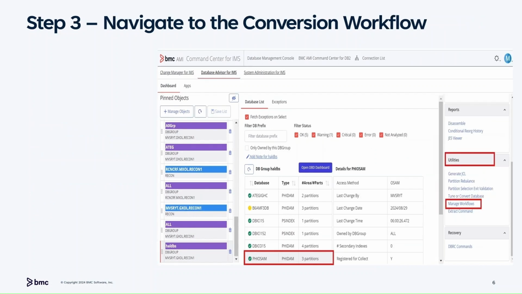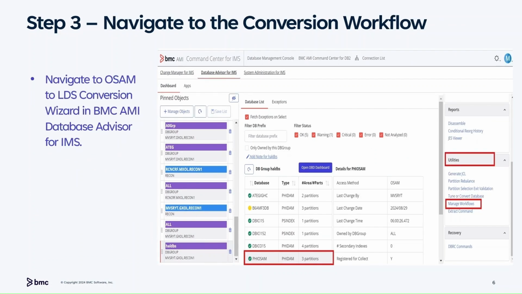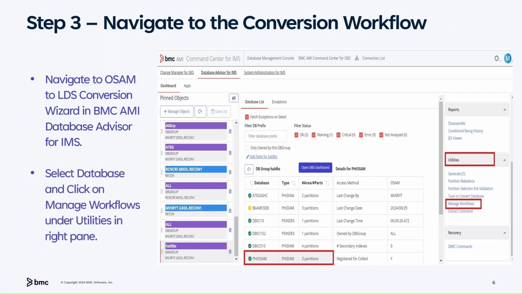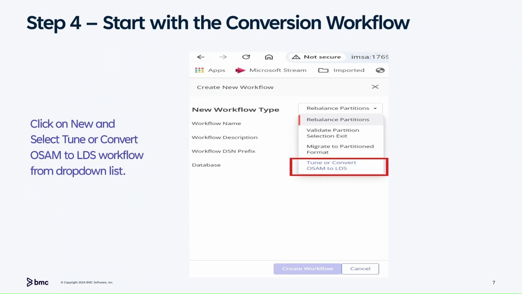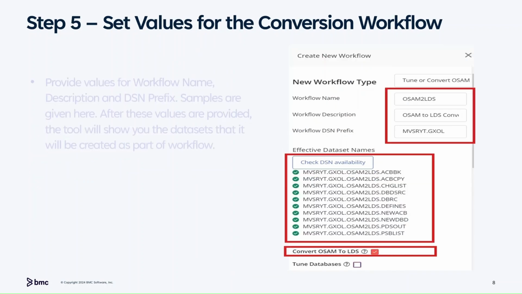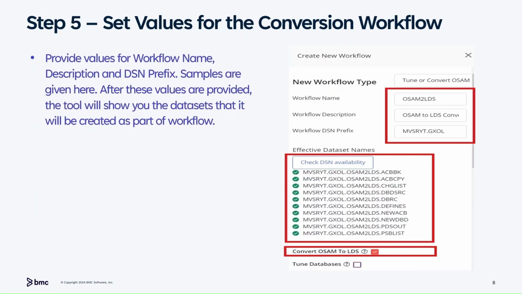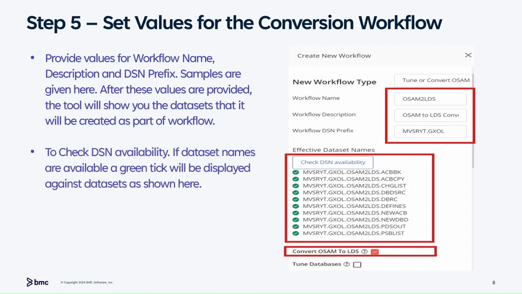Now navigate to the OSAM to LDS conversion wizard in BMC AMI Database Advisor. Then select Database and click on Manage Workflows under Utilities in the right pane shown here. Now let's start with the conversion. Click on New and select Tune or Convert OSAM to LDS Workflow from the drop-down list. And then provide values for workflow name, description, and DSN prefix as per the sample shown here. Also check DSN availability. If dataset names are available, a green tick will be displayed against the datasets.